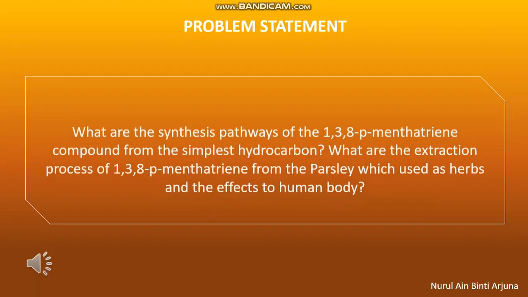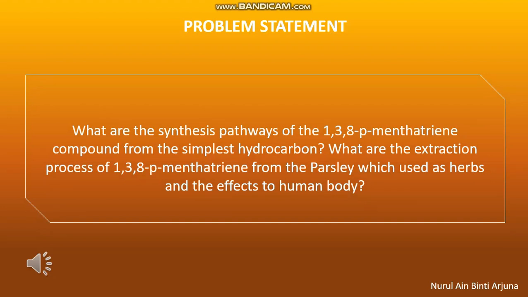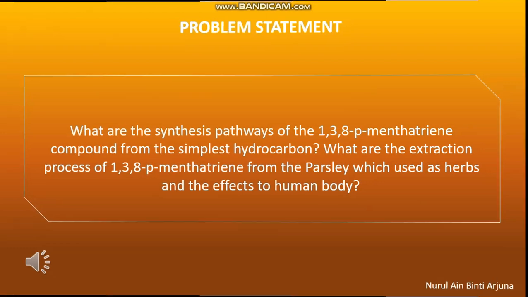Problem statement. What is the synthesis pathway of the 1,3,8-p-mentatriene compound from the simplest hydrocarbon? What is the extraction process of 1,3,8-p-mentatriene from the parsley, which is used as herbs, and what are the effects on the human body?